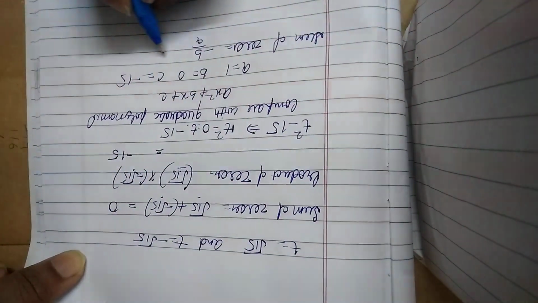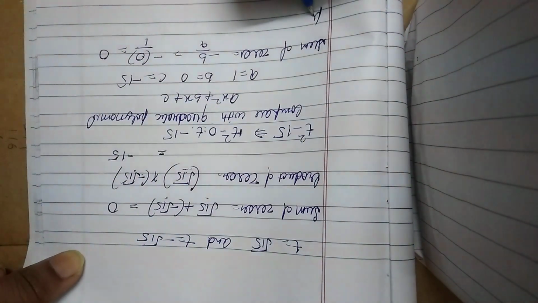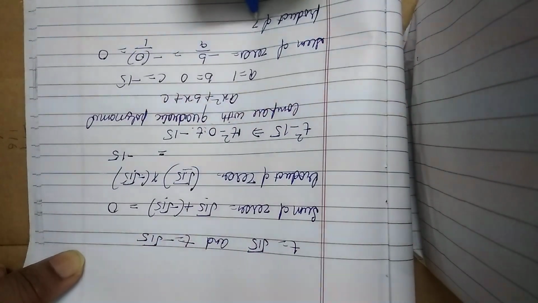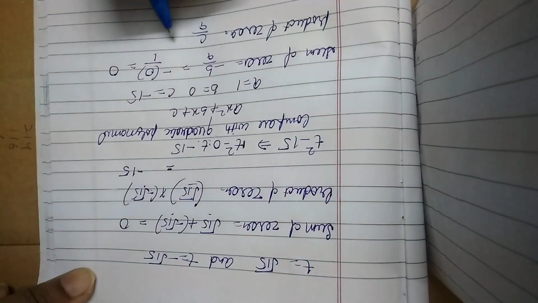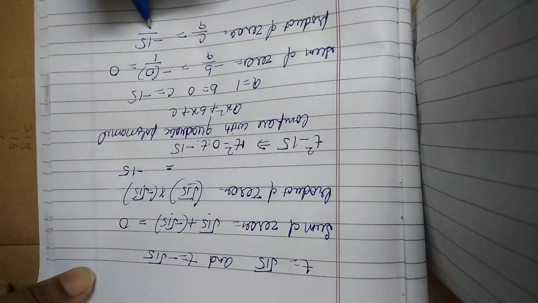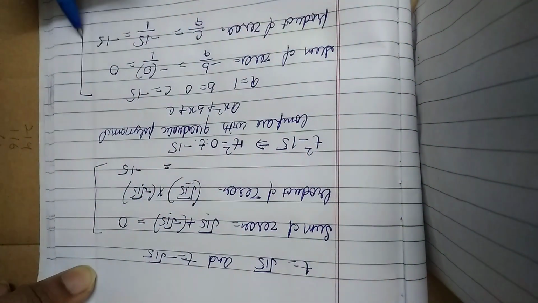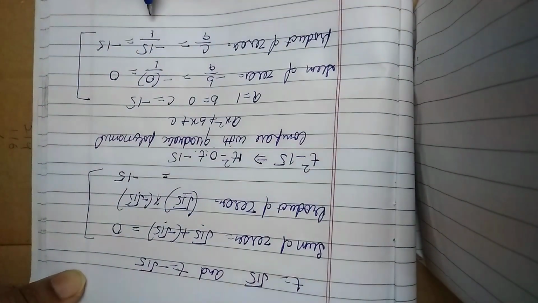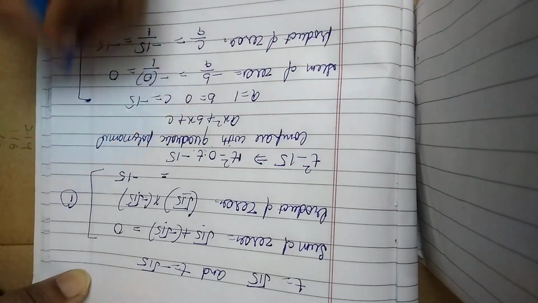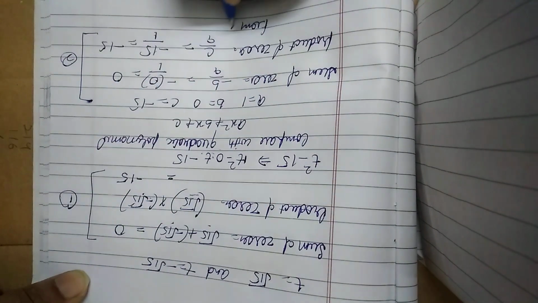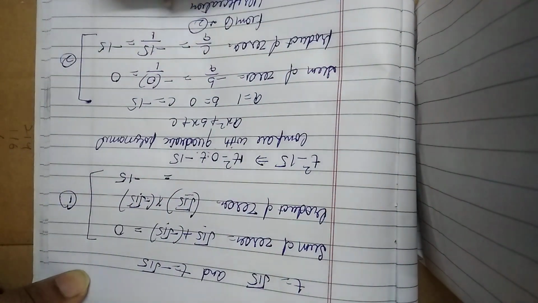Now with the help of coefficients, sum of zeros is minus b upon a. Here minus 0 upon a is 0. Product of zeros is c by a. c is minus 15 upon a is 1. Both answers are the same, so we have verified the relationship between sum of zeros and product of zeros. So for questions 1 and 2, verification is done.